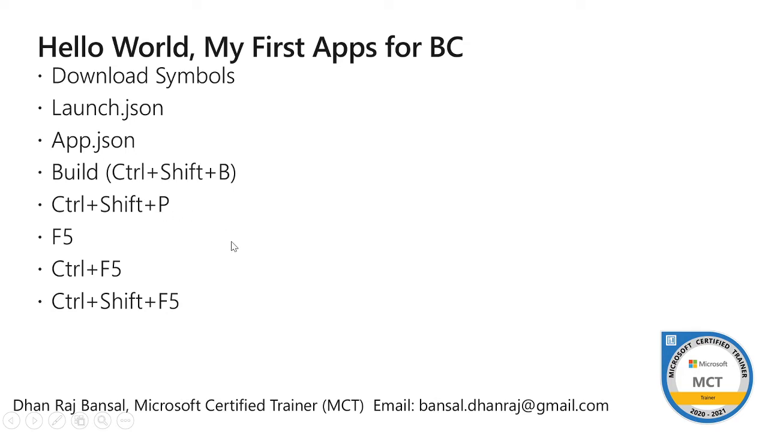Build is for creating the app. Control Shift P is for opening the command palette, and using Control F5 we can publish the app without debugging, and if we press F5 it is published with debugging. Control Shift F5 is used for debugging only. If you don't want to publish the app, because the app is already published, but you want to start debugging, then you use Control Shift F5. And we have published our first extension, hello world.